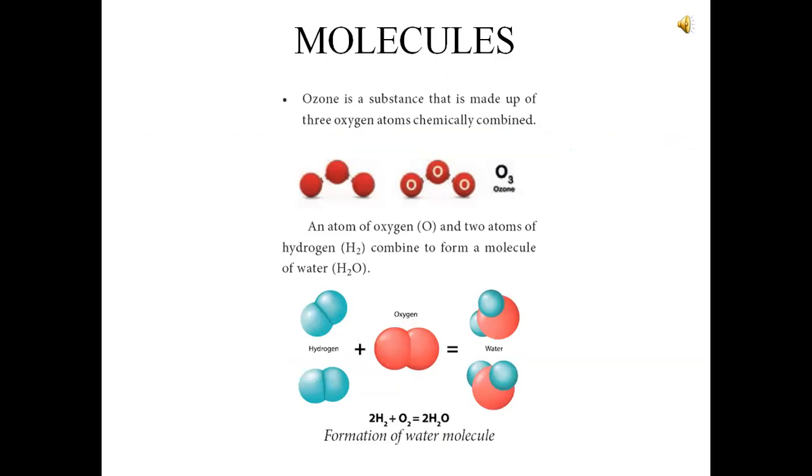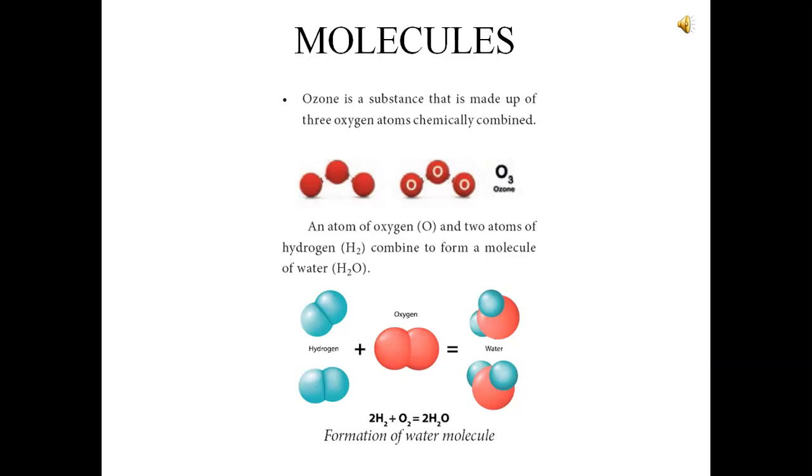Here, the molecular formula of ozone is O3. Three balls are given here. Each ball represents one oxygen atom. So, three balls are given here, each one having one atom. So, here three atoms are here. So, ozone has three atoms. So, ozone is a molecule, not an atom.